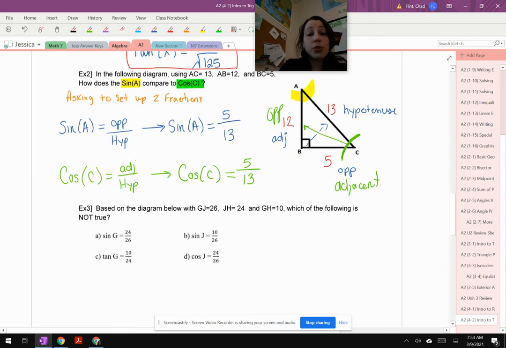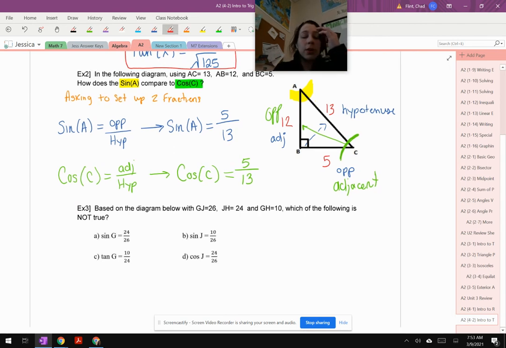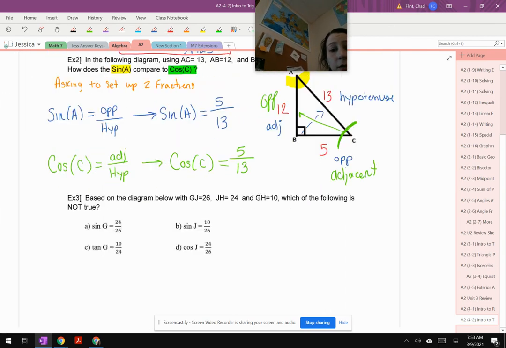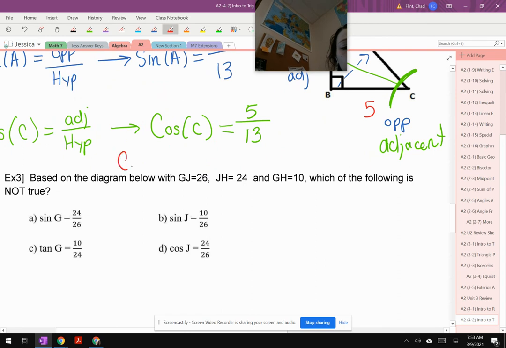So how do those two fractions compare? Well, they're equal. 5 over 13 is equal to 5 over 13. So we just need to write an answer sentence. Not that I left myself any room for that, but the cosine of angle C is equal to the sine of angle A.